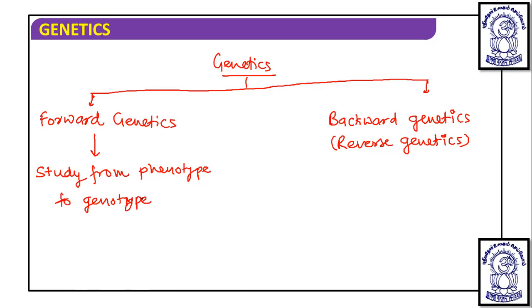Means first we study the phenotype and then we talk about the responsible genes or responsible genotype for that phenotype. So whatever Mendel did in his experiment, where he noted some morphological activity and then they found phenotypes. So first the study of phenotype occurs and then a genotype is discovered, then it is known as forward genetics. An example is Mendelian and Morgan genetics.